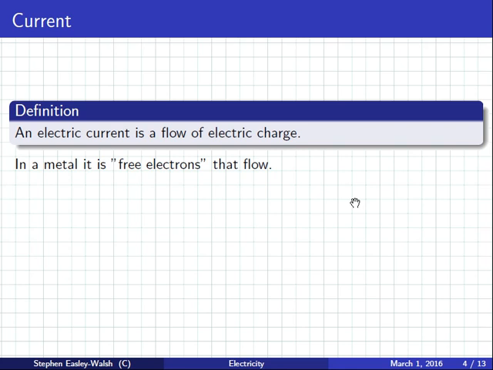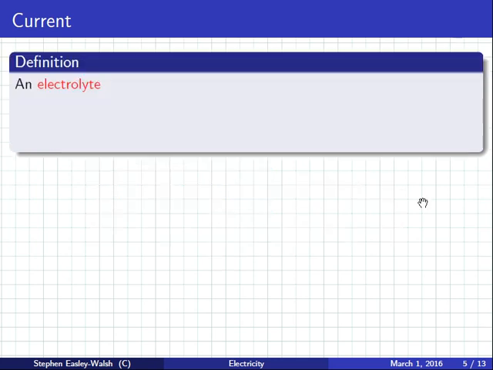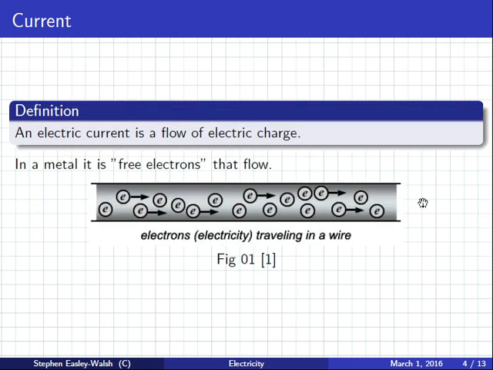You know from chemistry that a metal has free electrons, and it's these that flow. And here's just a very simple picture of what's happening. I think it would be good if you can draw the picture with the definition here.